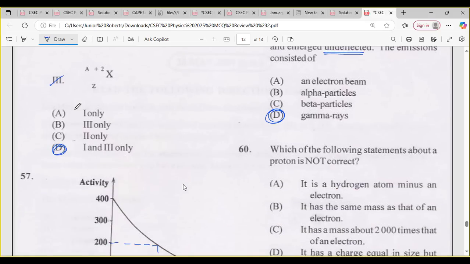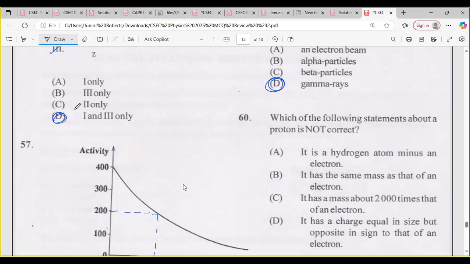All right. Number 16. Which of the following statements about a proton is not correct? So it says it is a hydrogen atom minus an electron. This is true. It has the same mass as that of an electron. This is not true. So they say not correct, so this is not correct. Right, so B is not correct, so our answer is going to be B.